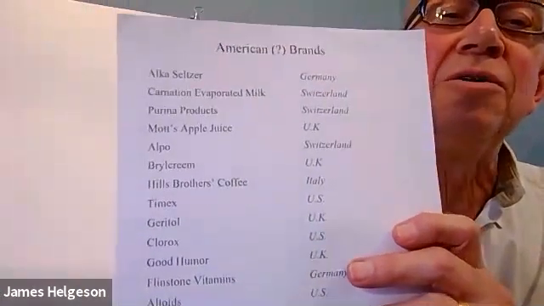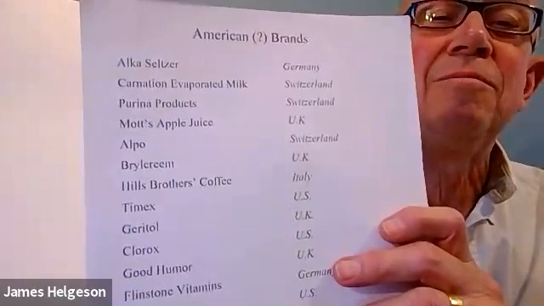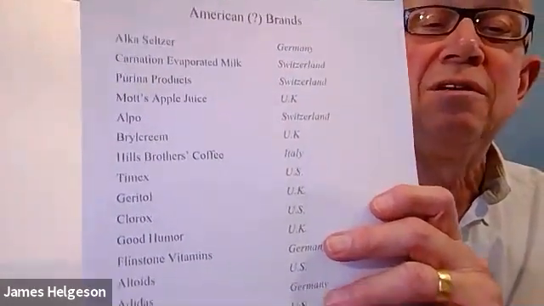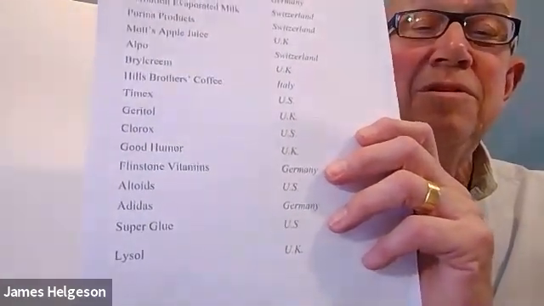So here are a couple of bogus kind of, whatever. Are they bogus? I don't know. They're still recording, thank God. Okay, I know you're thanking God for that. Are these American brands? Who knows? The market's always changing. Alka-Seltzer, German. Purina Dog Chow, Switzerland. Good Humor, Adidas shoes are German. Super Glue, US, okay, whatever.